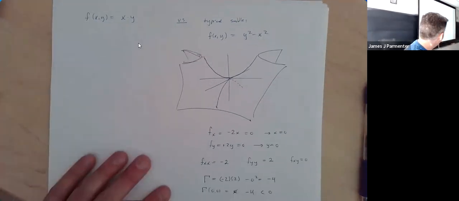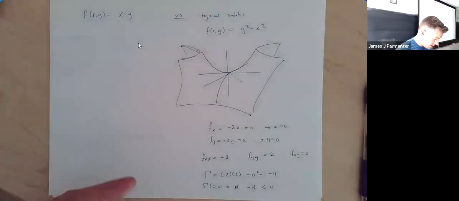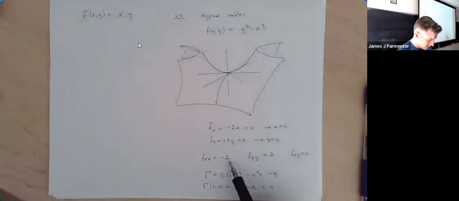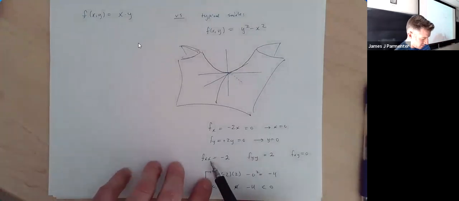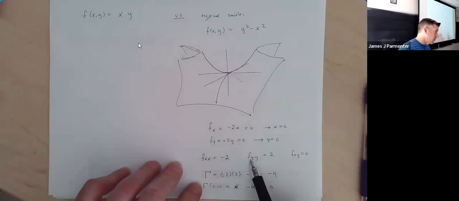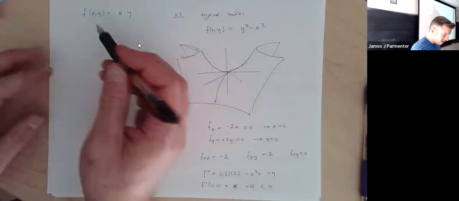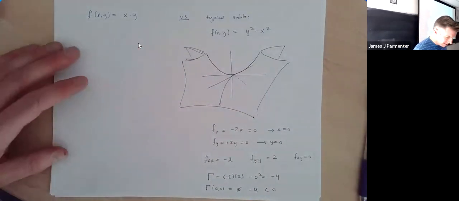That time it's right. And we can see here, it's very obvious that in the x direction, it's concave down, and in the y direction, concave up. Whereas with this function here, I feel like it's a little bit less obvious.